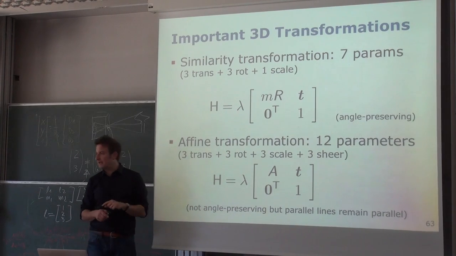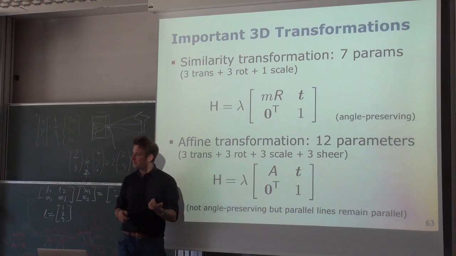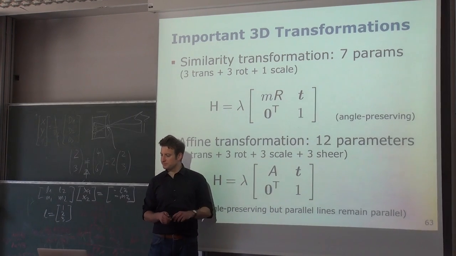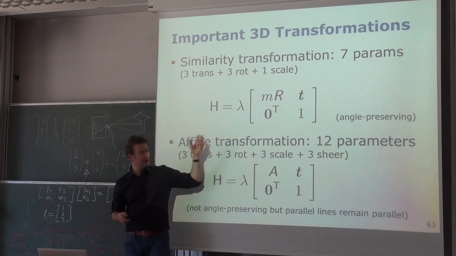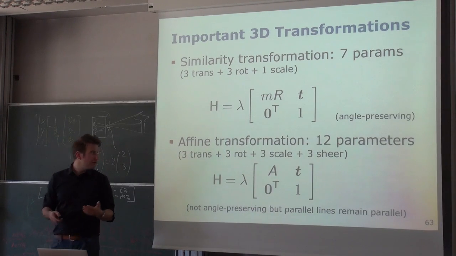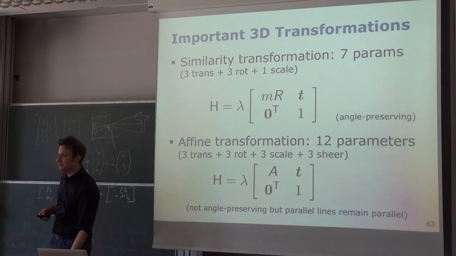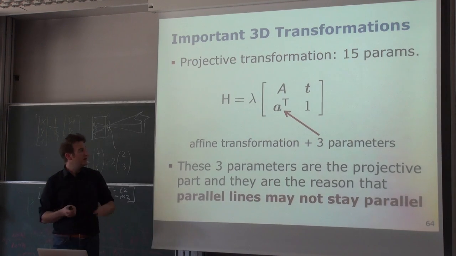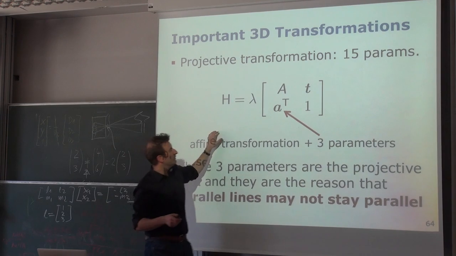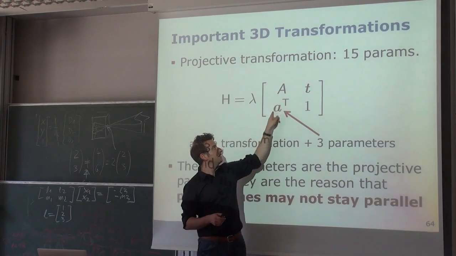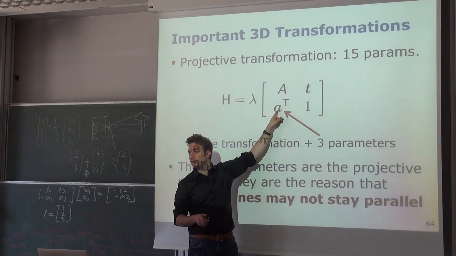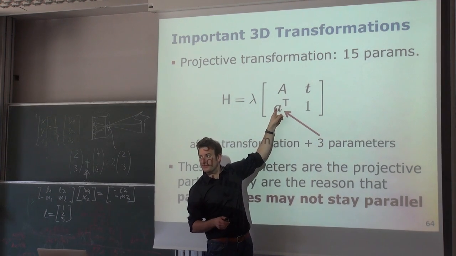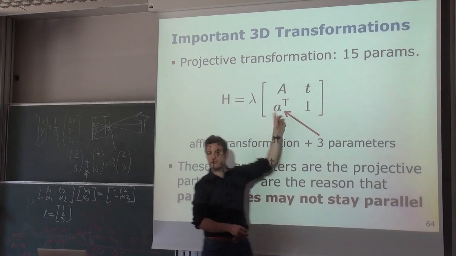And the only thing which is left now, where I have 3 degrees of freedom left, are those zeros over here. The next step, in terms of generality from the affine transformation, is then the projective transformation. The projective transformation eliminates those zeros over here. So here we have a general vector a, which are 3 additional degrees of freedom. So it's an affine transformation plus the 3 parameters.